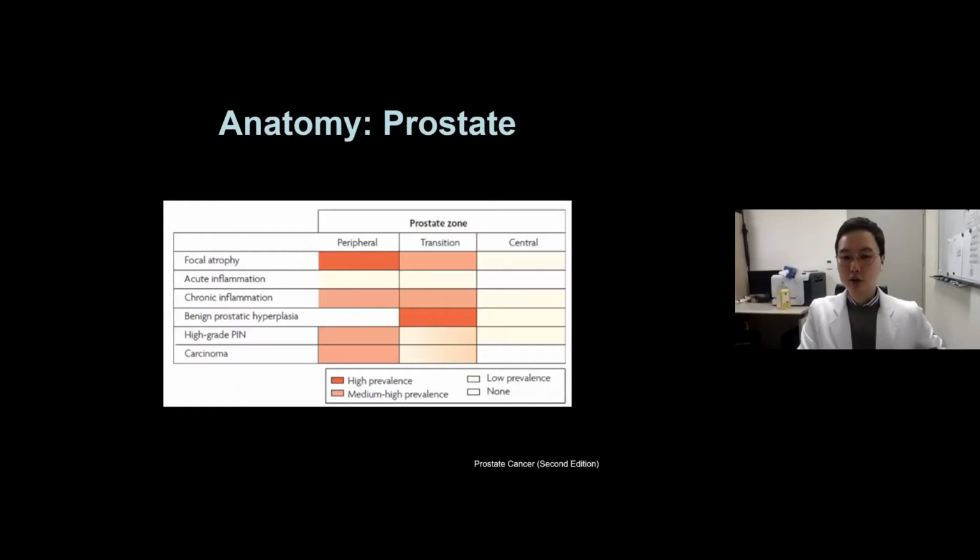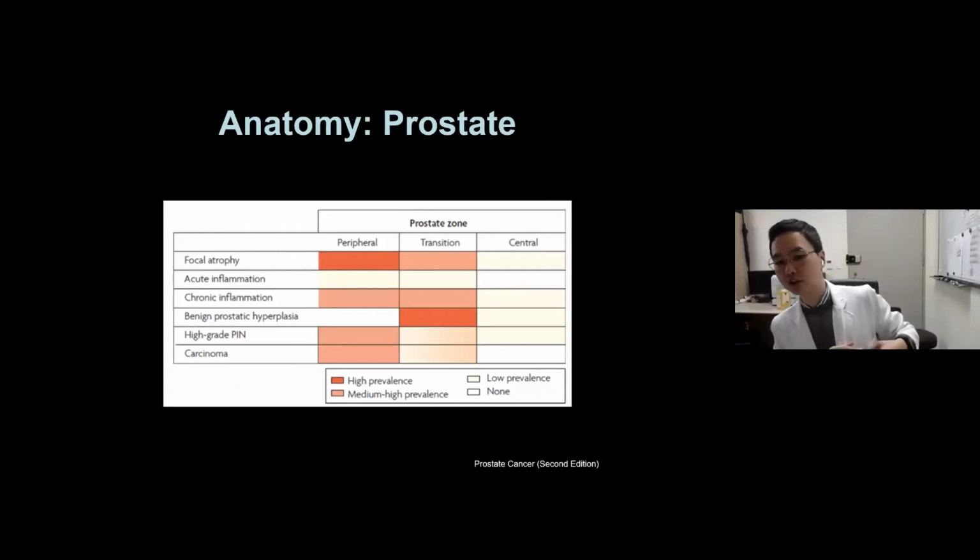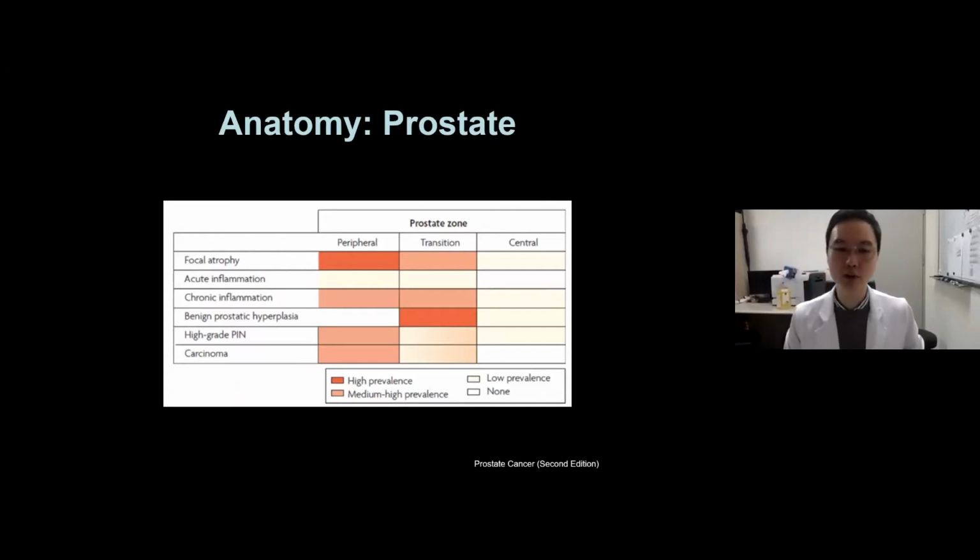And so, comprehensively, you can see that most cancer lesions occur in the peripheral zone of the gland, and fewer occur in the transition zone, and almost none of the cancer arises from the central zone. However, for the benign prostatic hyperplasia, BPH, it is mostly occurring in the transition zone.